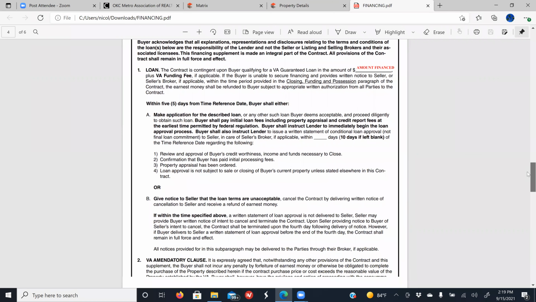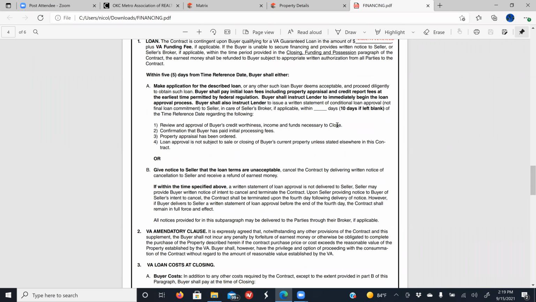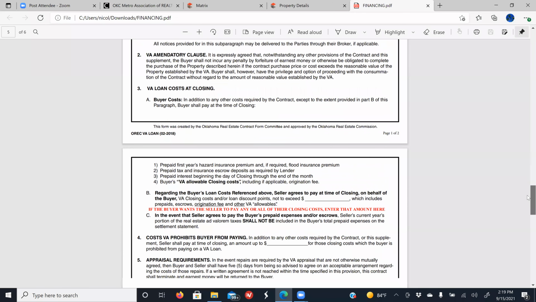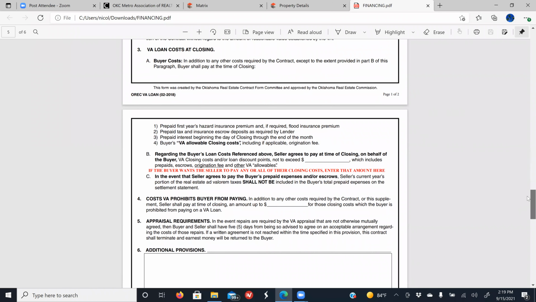The next section, again, very similar. It defaults to 10 days. Unless we need to change that for some reason, we can keep that at the default 10 days. And now we're down here. And this here talks about the allowable and unallowable costs for financing.